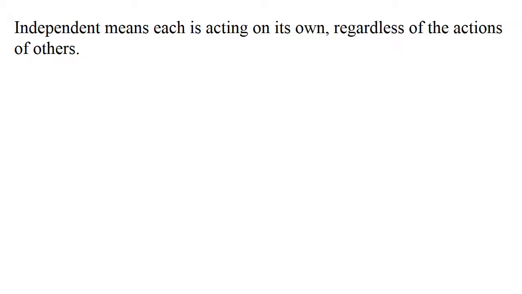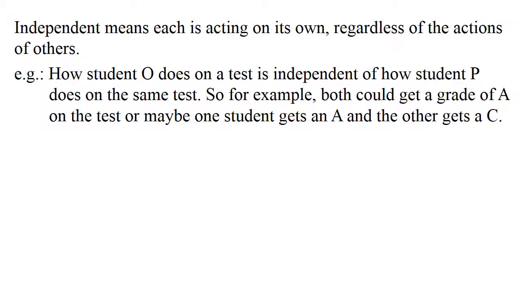So independent means each aspect is acting on its own, and it's not really looking at what is happening with the other things involved. An example of this might be a student O. How they do on a test is independent of how a different student P does on the same test. So it's possible that both of these students could get A's. That is a possibility. Or maybe one of them gets an A and one of them gets a C. Their performance is independent of each other.